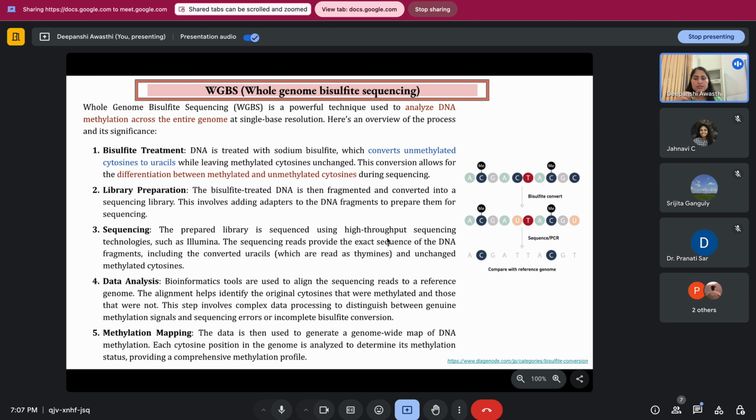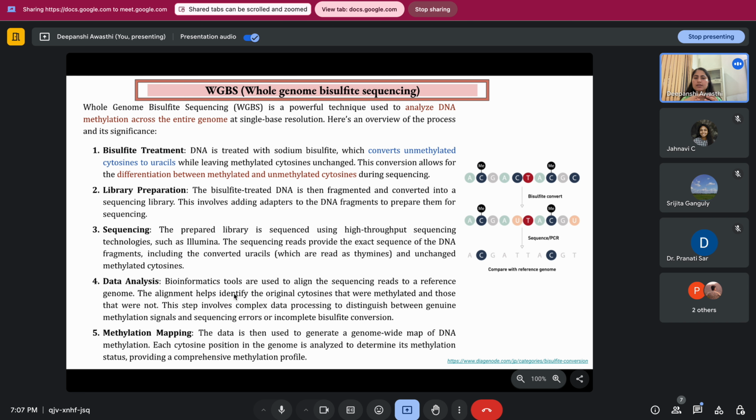And then for sequencing you can use high throughput sequencing methods. For example, Illumina is mostly cited in every place, but it depends on what kind of analysis or what kind of method you want to use. So after sequencing, you will analyze. In all the positions where uracil is present, it means those cytosines were non-methylated. So in that way you will be able to identify the non-methylated cytosine sites, and where the cytosine is present, you will be able to identify the methylated sites.